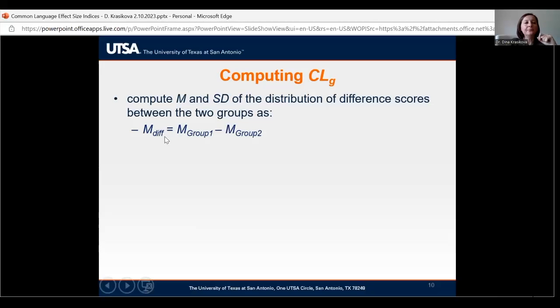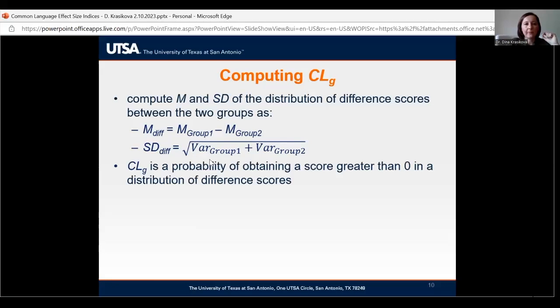The mean of the distribution of difference scores can be estimated by subtracting the mean of group 2 from the mean of the first group. Standard deviation is estimated as the square root of the summed variances of these two groups.